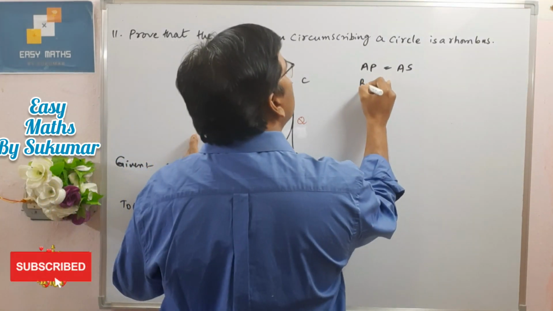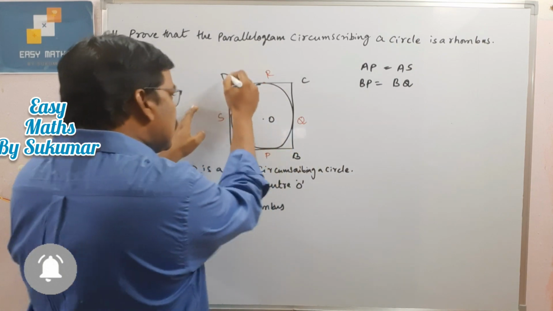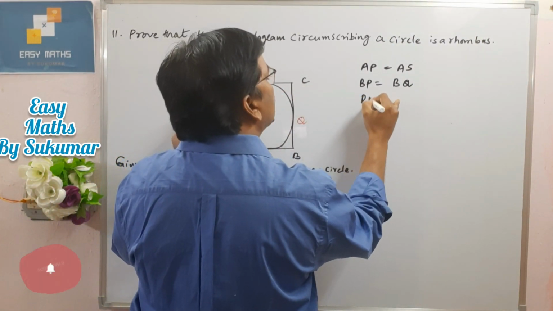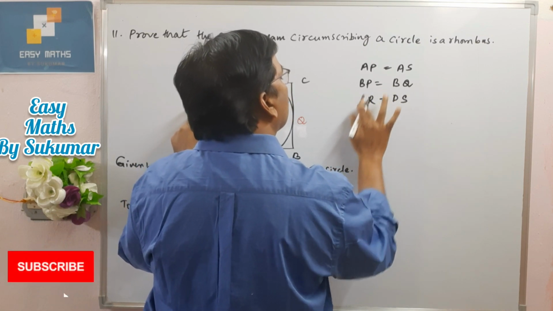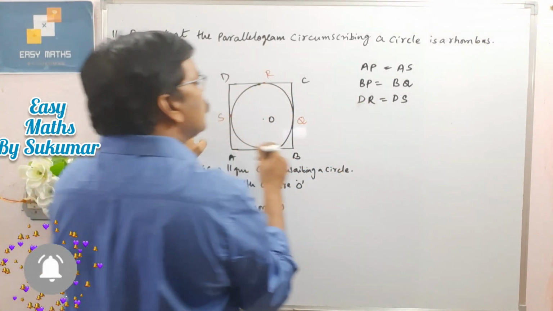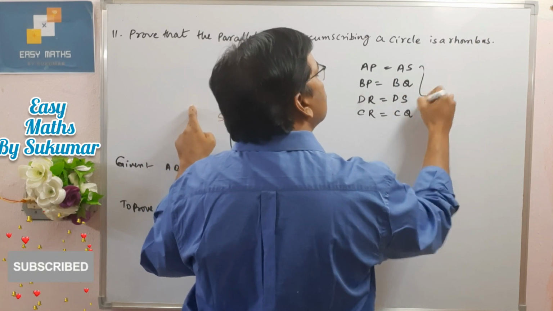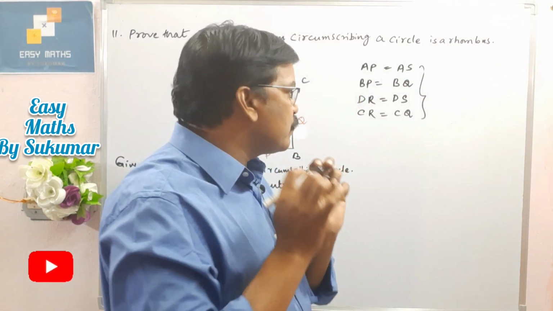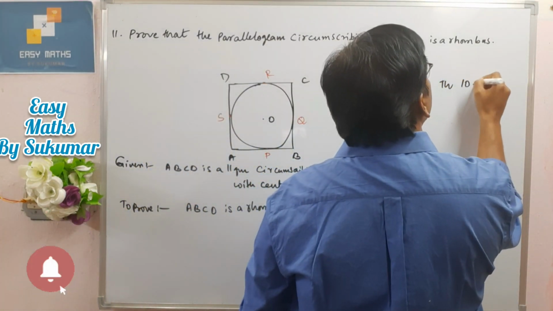Similarly, this BP is equal to BQ. Similarly, DR is equal to DS, and CR is equal to CQ. So these are the four equations I have written based on theorem 10.2.